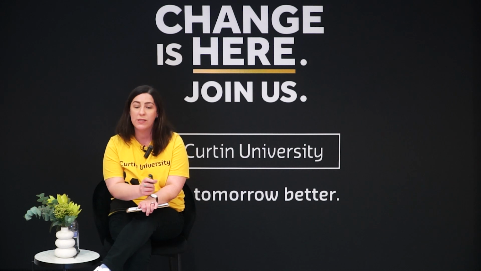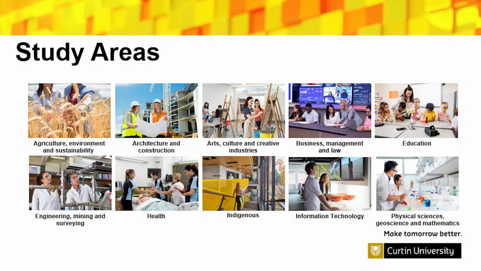So these are all the different job areas I've mentioned. I've touched on a few different courses, or a few different study areas that we offer. Now, all 10 of these study areas will come under what we call a faculty. So we've got 5 different faculties. So all the way from agriculture, environment, you'll also have engineering, mining and surveying, and then physical sciences and geoscience. They're kind of all under the science and engineering banner.